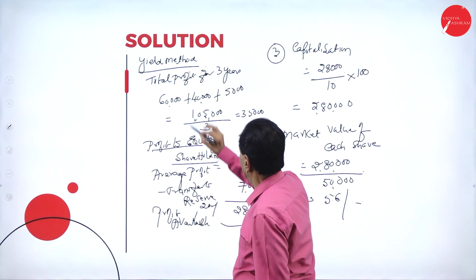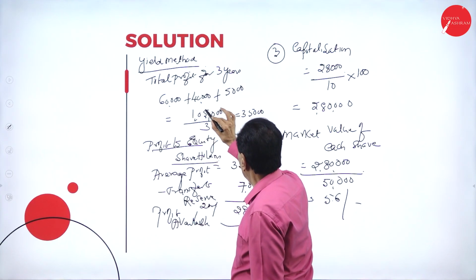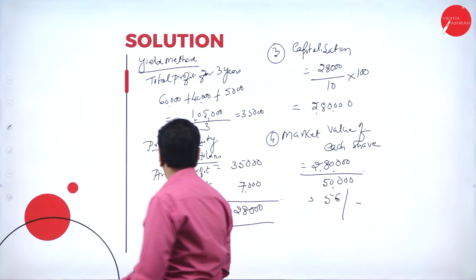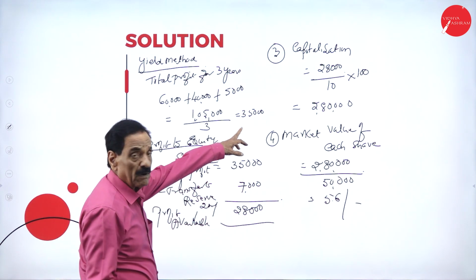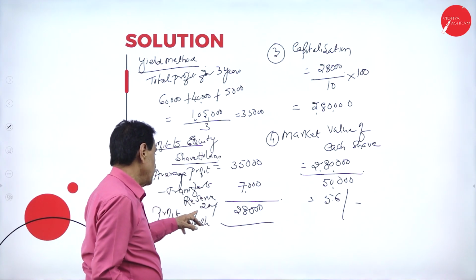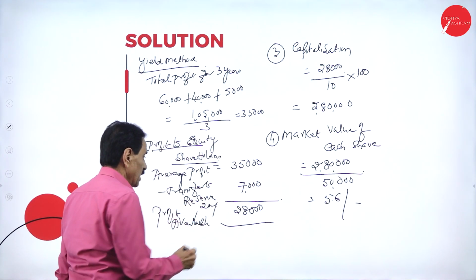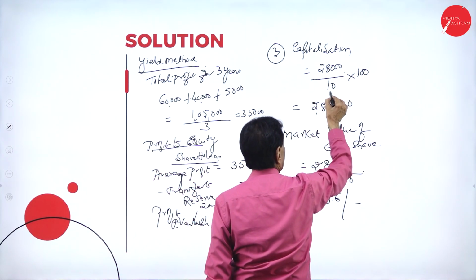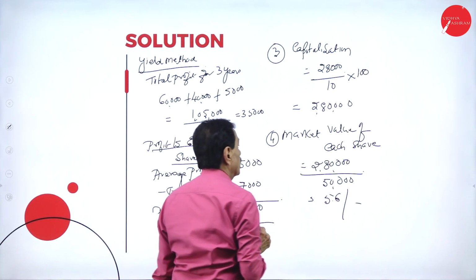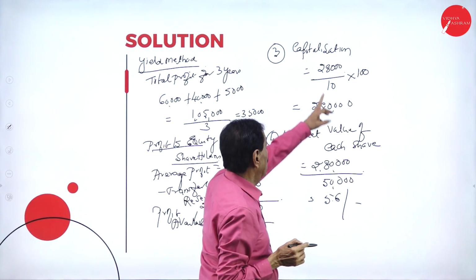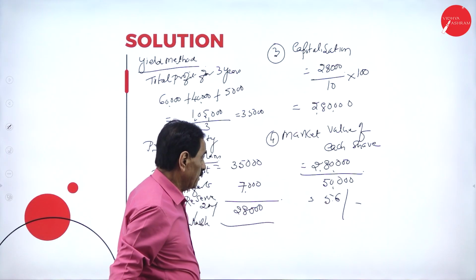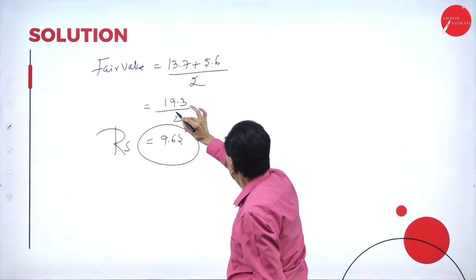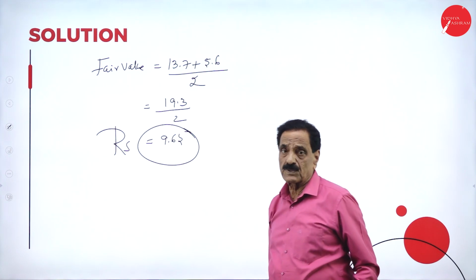Now the profit method. Total profit for 3 years: 60,000, 40,000, 5,000, 1 lakh 5,000, divided by 3 is 35,000. Profit to equity shareholder, average profit is 35,000 minus transfer of 20%, which is 7,000. So the difference is 28,000. Capitalization of profit 28 given normal rate of return is 2 lakh 80,000. Market value of each share, 2 lakh 80,000 divided by 50,000, is 5 rupees 60 paisa. Fair value 13.7 plus 5.6 is 19.3, divided by 2 is 9.65.